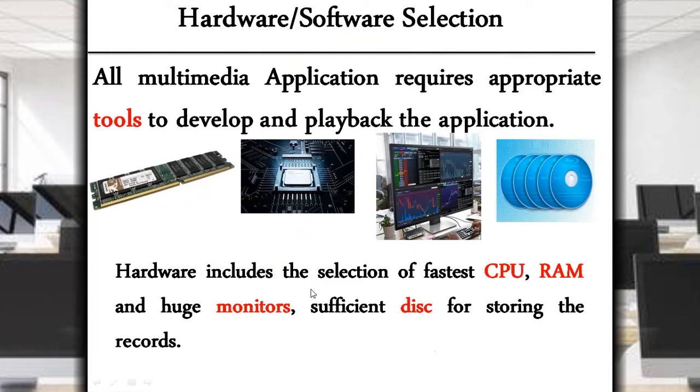So hardware includes fastest CPU, RAM, huge monitors, sufficient disk for storing the records. You have to select what kind of hardware is required for building your multimedia project. Okay, what kind of CPU is required, what kind of RAM you require, what kind of monitor you require, what kind of disk capacity is required to store your multimedia project, you have to decide.